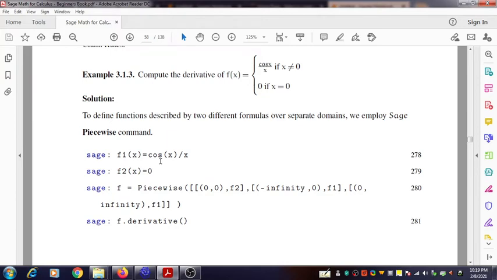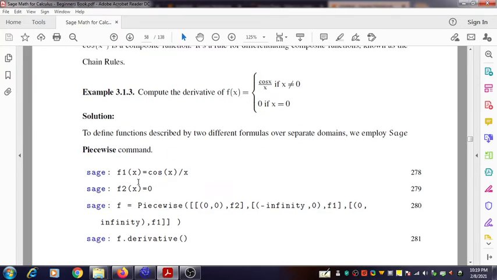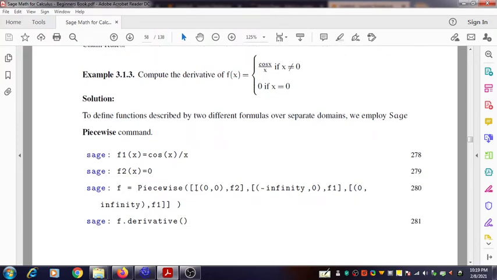And after defining these two functions, which are the two important parts of the combined function, we can use a piecewise command. This piecewise command can be used to combine the two parts of the function and write it as one function. So that single function is given the name f here.